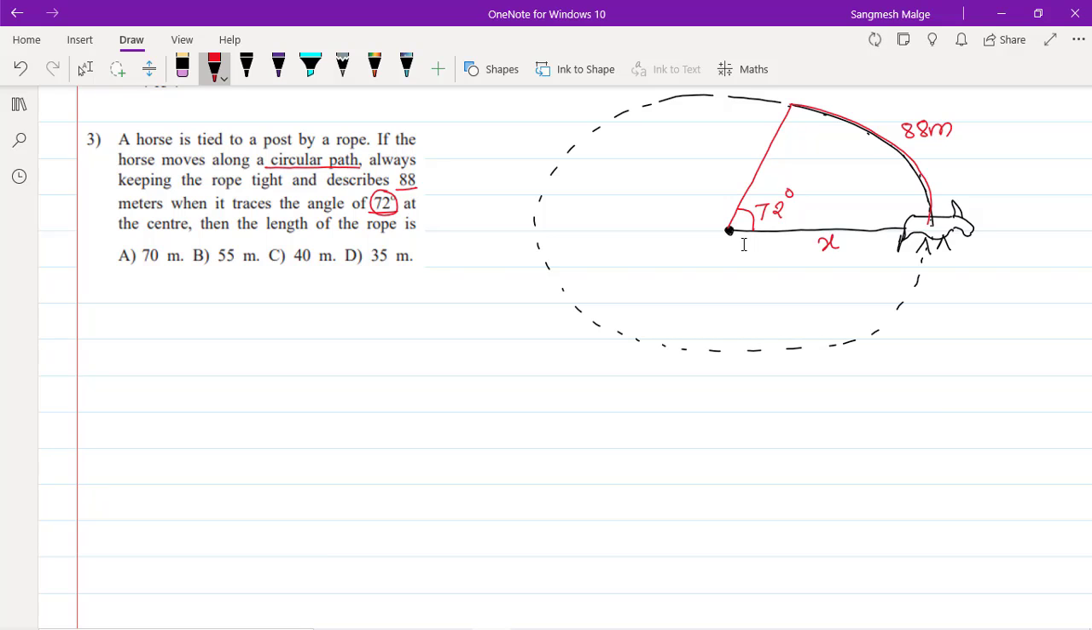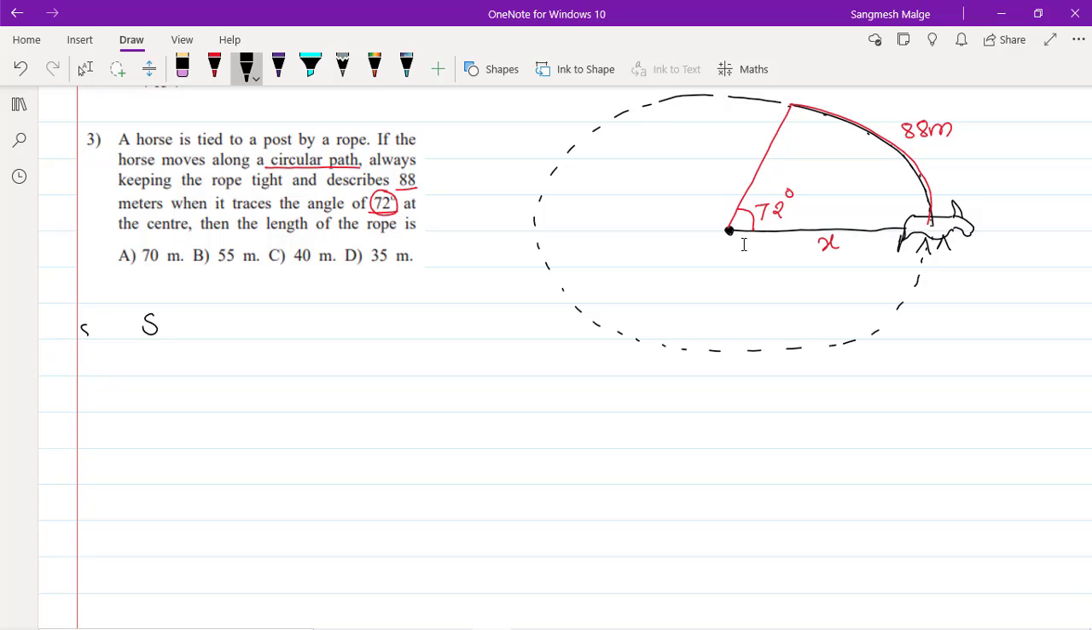Is it okay, everyone? Have you understood this question? Yes, sir. Okay, a horse is tied to a post by a rope. If the horse moves along the circular path, and while moving it has covered 88 meters, and at that time it subtended an angle of 70 degrees at the center, then find this length. So how will you find the length now? You know that this 88 is nothing but the length of the sector, which is denoted by S.